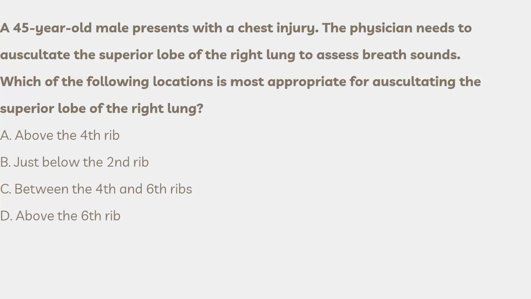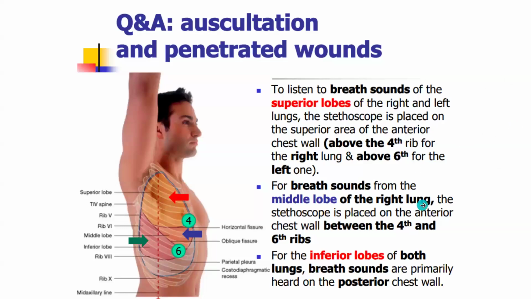Yeah, the answer is A, above the fourth rib. If I was to ask you guys the same question, but the left lung instead, what do you guys answer out of these choices? Yep, you are right. And the middle lobe of the right lung, which one of these choices would it be? Yeah, mashallah. Guys seem to get it.